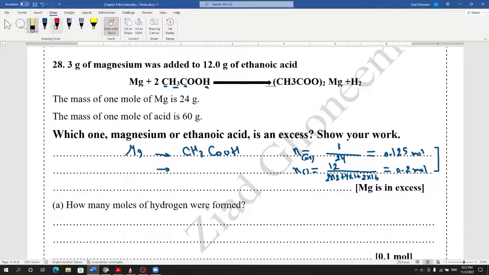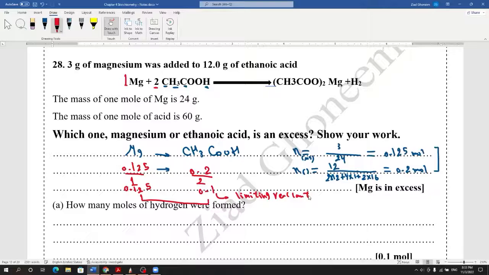Let's just clear these. Here we have 0.2 and here we have 0.125. Divide each of these by the coefficient that's in the equation. For example, magnesium has a coefficient of 1, so divide here by 1. Ethanoic acid has a coefficient of 2, so divide here by 2. Now the answer will be 0.1, and here we'll have 0.125. Now you can compare these two numbers based on which one is larger. 0.1 is the smaller number, so ethanoic acid is the limiting reactant.